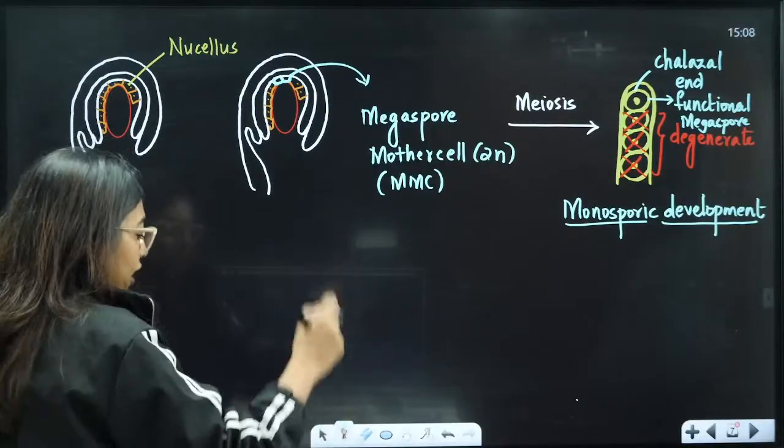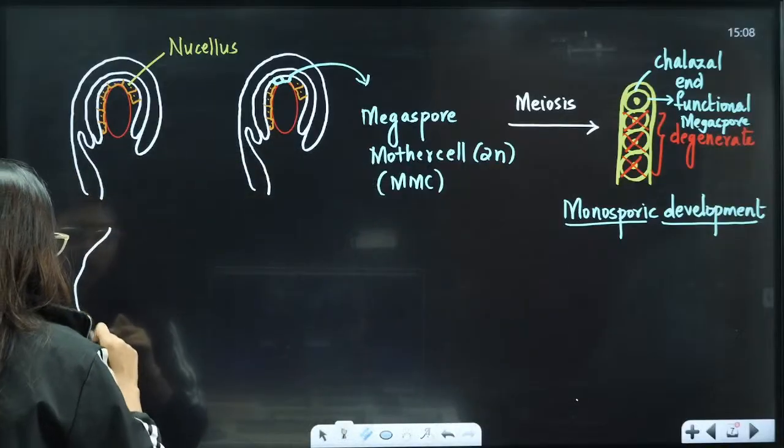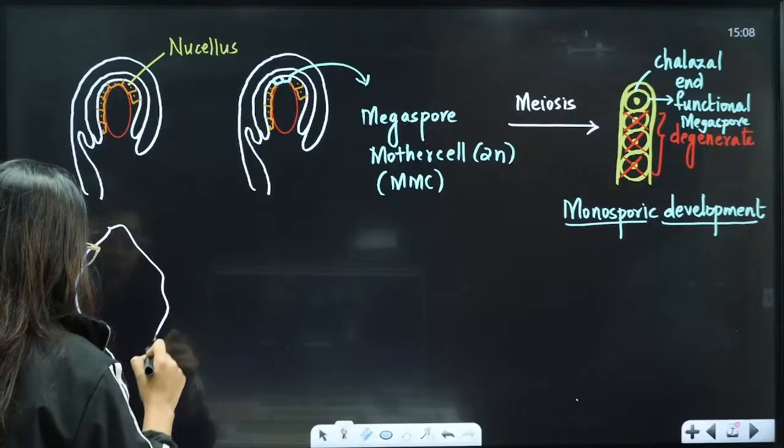Now students, that one fellow is going to undergo multiple divisions. That fellow is going to do many mitoses.